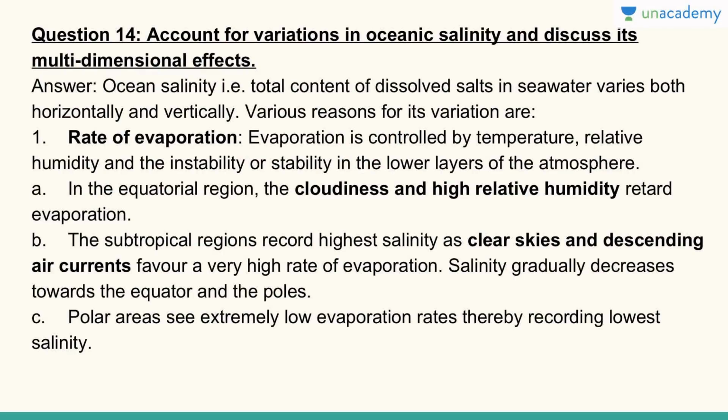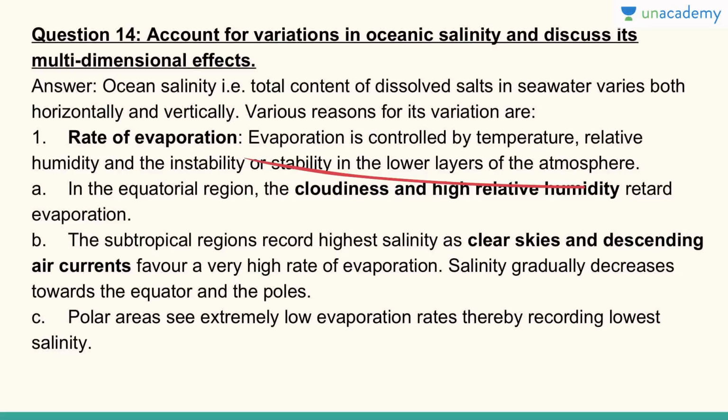Question number 14. Account for variations in ocean salinity and discuss its multidimensional effect. So what is ocean salinity? It is basically the total content of dissolved salts in seawater, and it varies both vertically and horizontally. Various reasons include the rate of evaporation. If the rate of evaporation is more, salt will be more as compared to water, so concentration will increase. And evaporation is controlled by temperature, relative humidity, or stability in the lower layers of the atmosphere.